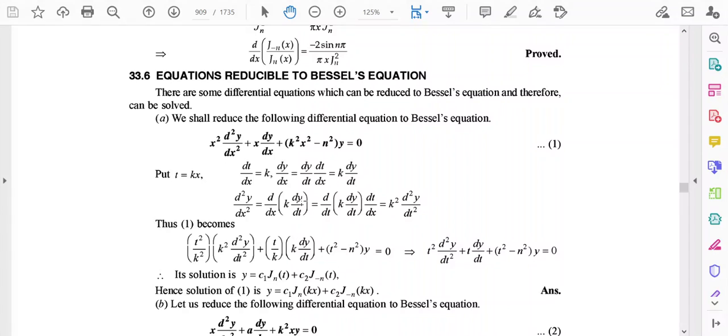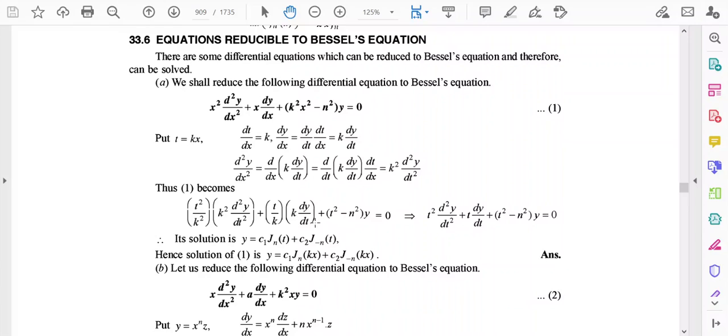So, d by dx of k into dy by dt, and d by dx can be written as d by dt into dt by dx. Here we have written dt by dx to balance this, and inside that is k into dy by dt. So, that can be written as k square into d square y by dt square. Now, what we have to do? We have to substitute the values of y, dy by dx and d square y by dx square that we have deduced in these steps in equation number 1. And after this substitution, equation number 1 will be like this.